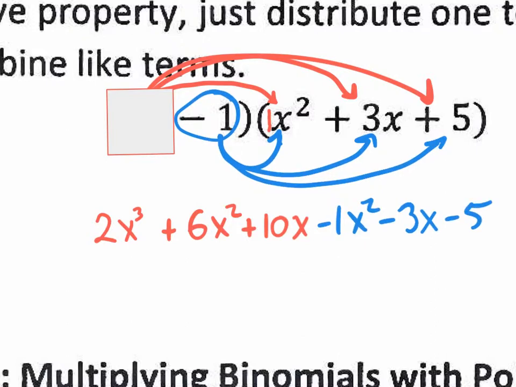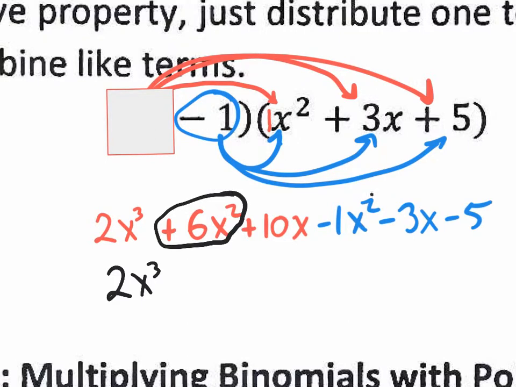Now after that, you have to combine like terms. Now, this is one way of doing it, where you start combining your highest exponent term. You want your standard form polynomial. So this guy, you can't combine it with anything else because there's no other x to the thirds. So you're going to put that down as the first part of your answer. 2x to the third.